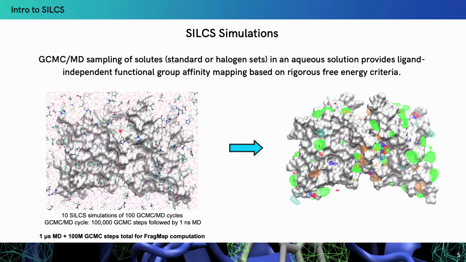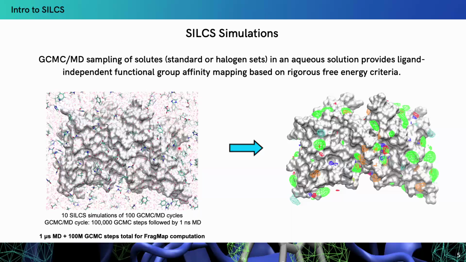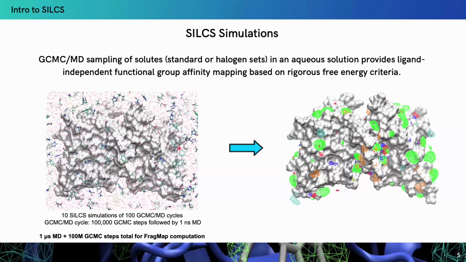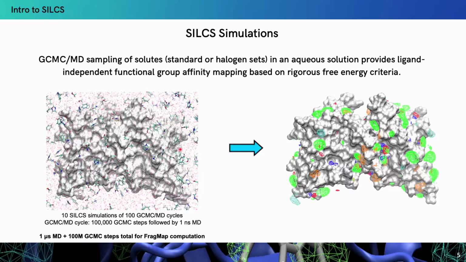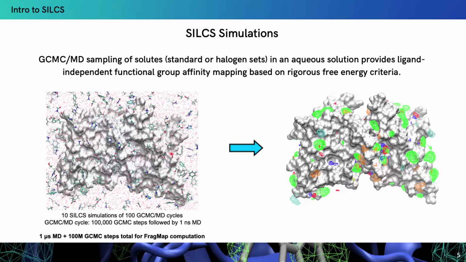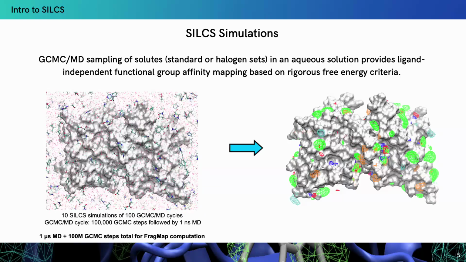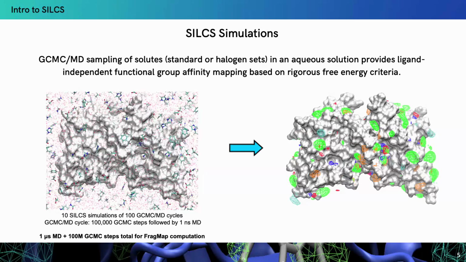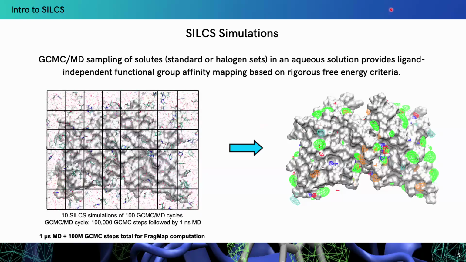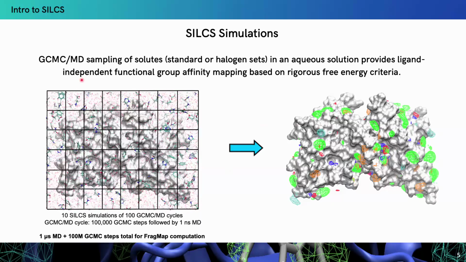Here, the MD simulations allow for conformational sampling of the protein as well as the probes and waters. And the GCMC simulation allows for sampling of probes in the deep pockets. The information from this huge calculation is then processed to generate the FragMaps as shown on the right hand side here. To do that, we divide the full 3D space into tiny cubic voxels and calculate the probability of each probe occupying the voxel.